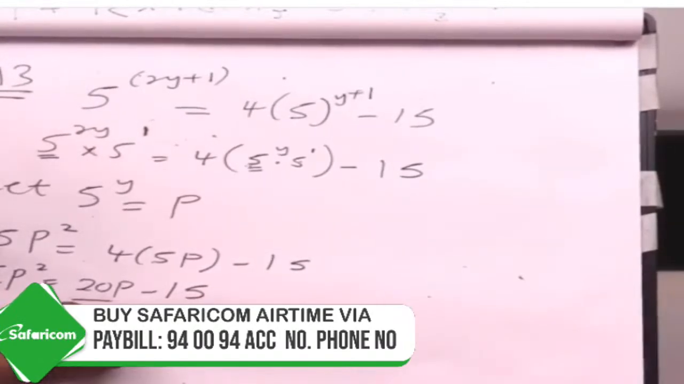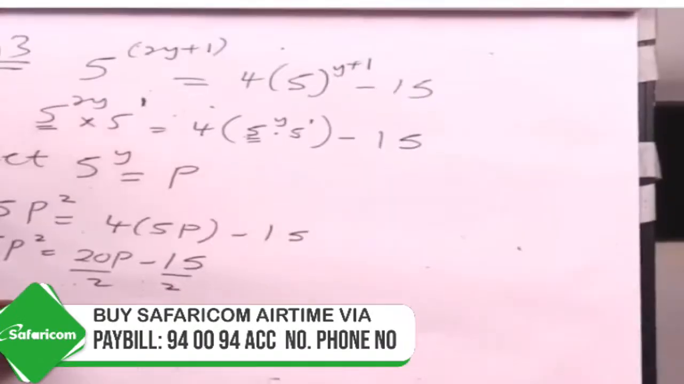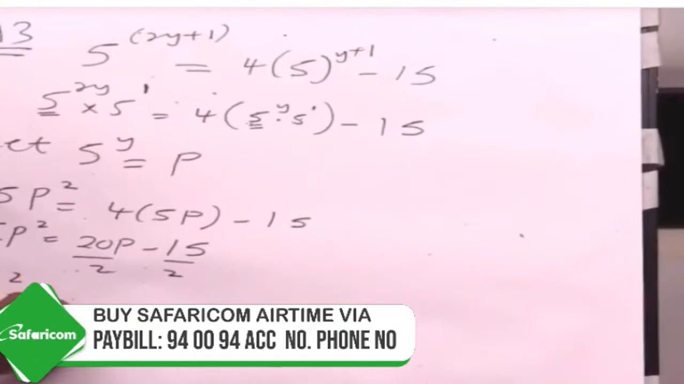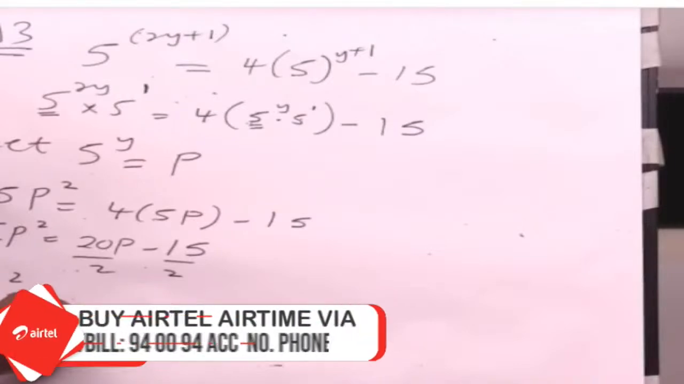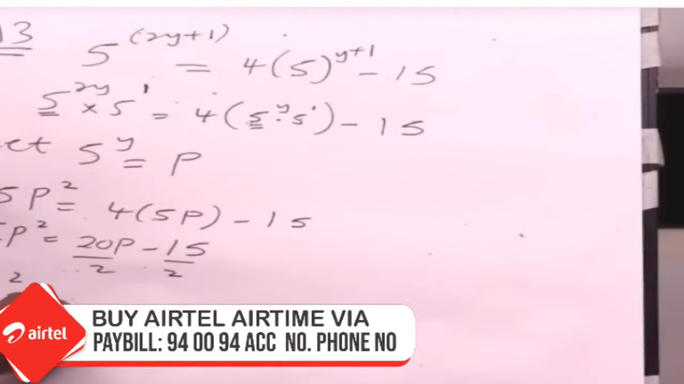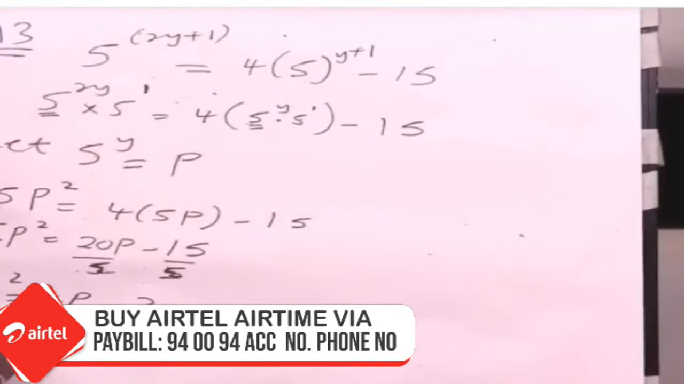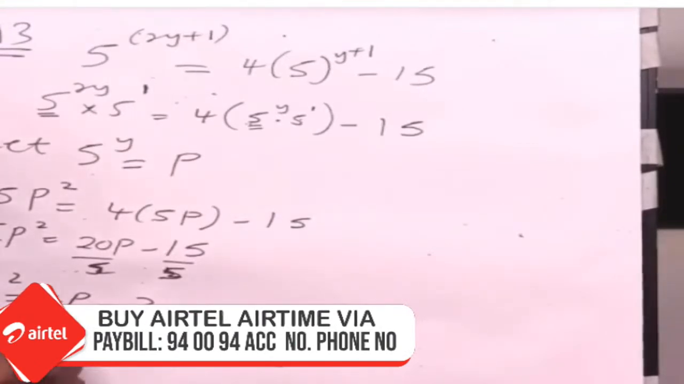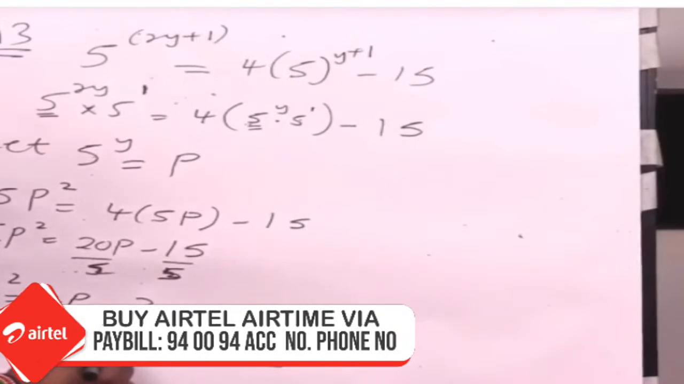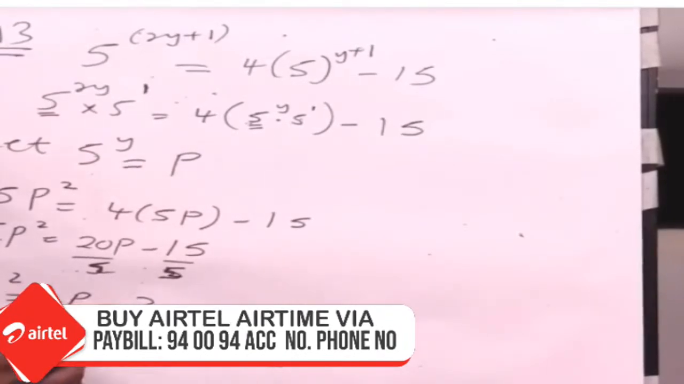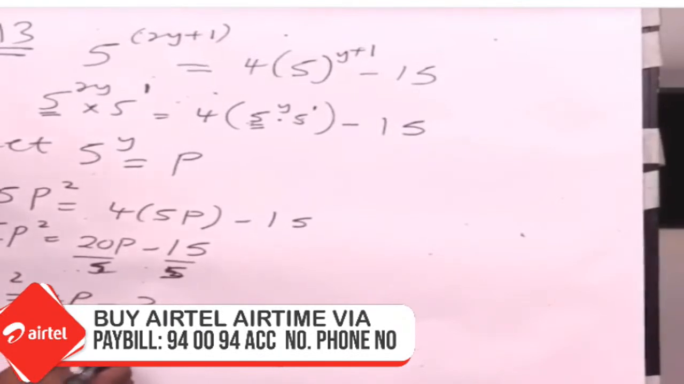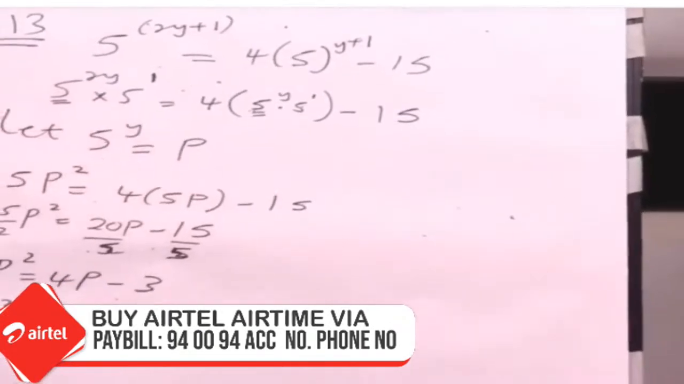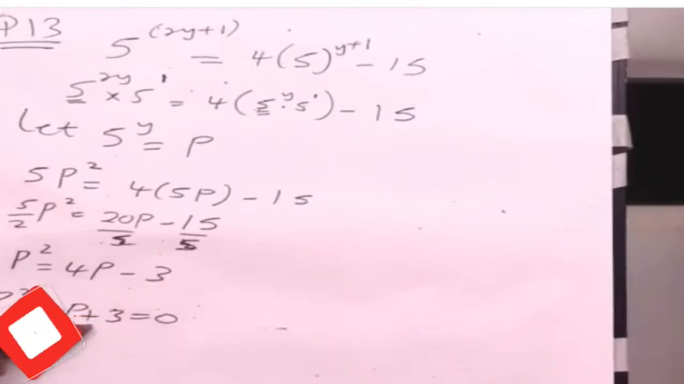Divide everything by 5. So p squared equals 4p minus 3. Bring them on this side. So p squared minus 4p, since 4p crosses the other side, becomes minus 4p, and minus 3 crosses the other side becomes plus 3, equals 0. Then this is a quadratic equation.